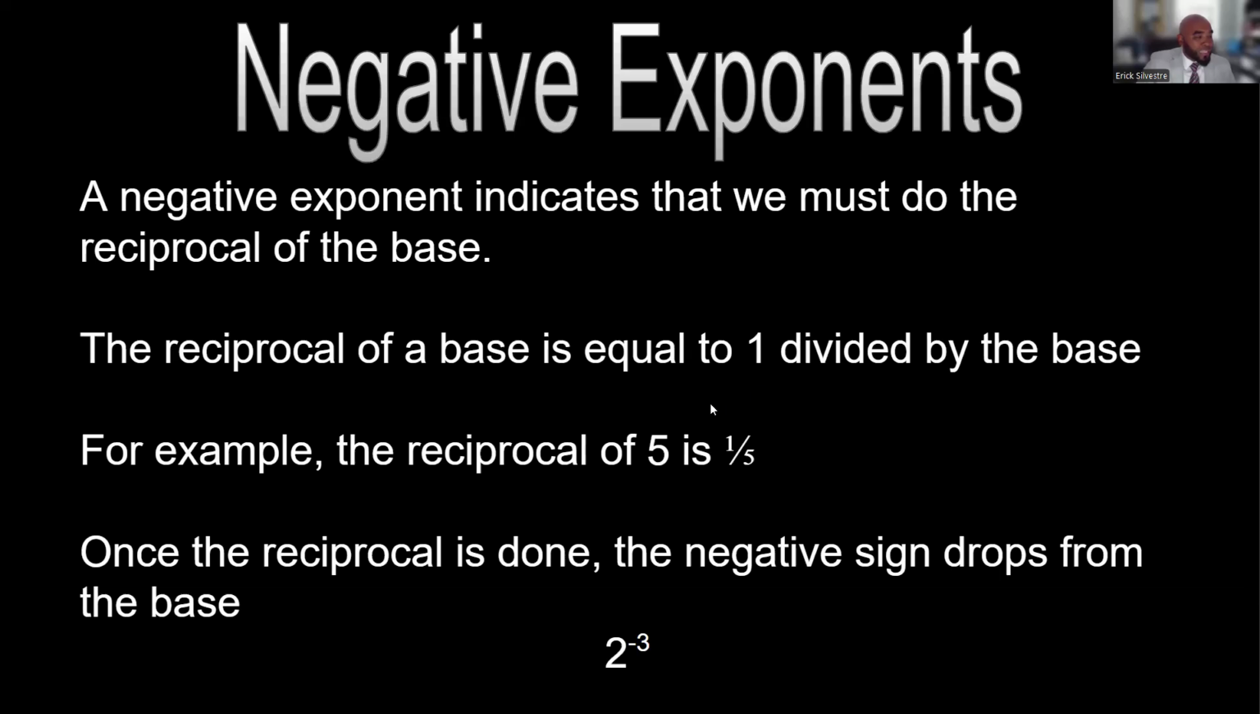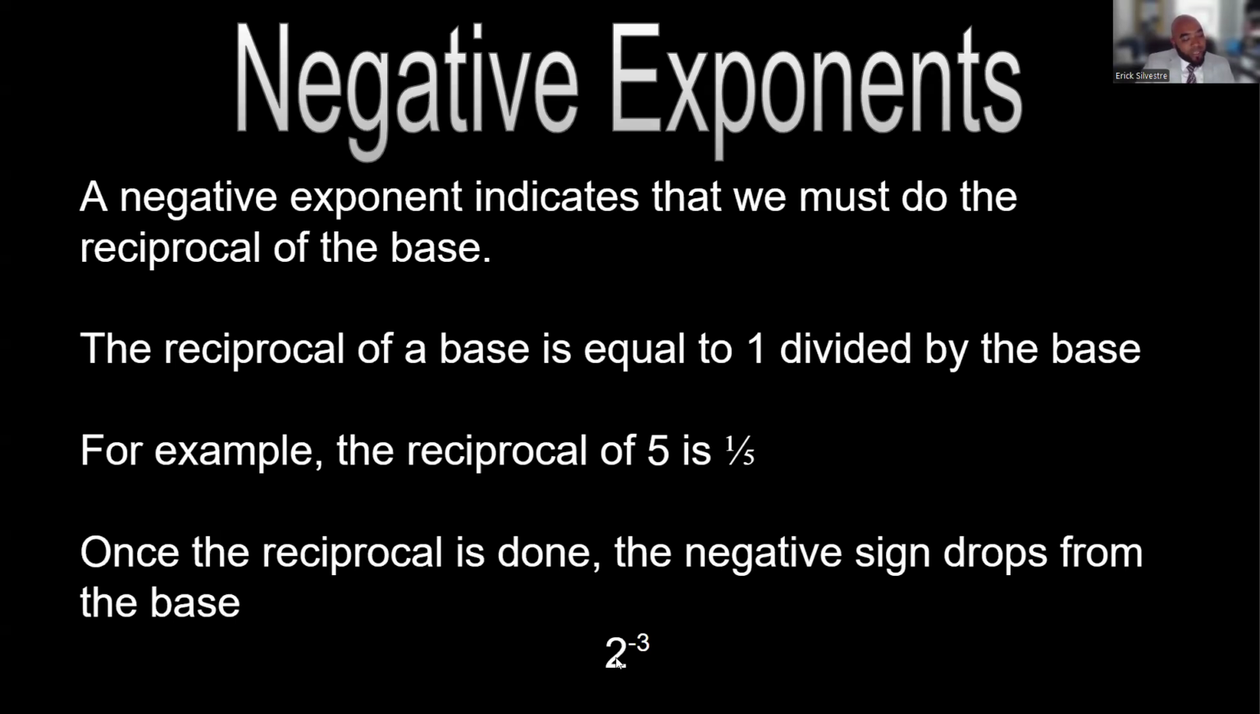So for example, if I wanted to do the reciprocal of 5, that will be 1/5. You divide 1 by the base. That's what happens whenever you are doing the reciprocal. Once the reciprocal is done, the negative sign drops and you keep the exponent. The exponent doesn't go away. You keep the exponent, but the negative sign drops.